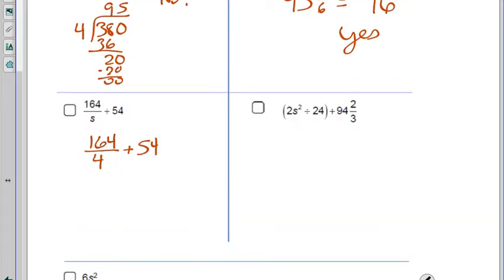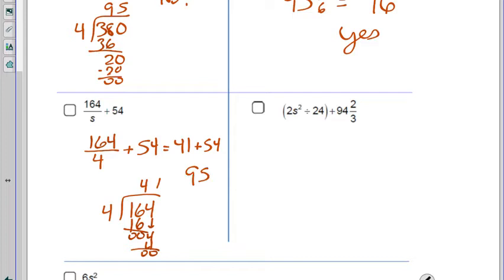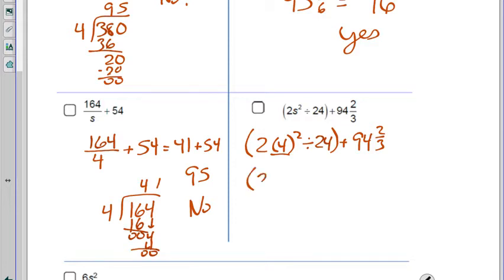Putting 4 in for S in the next one, I get 164 divided by 4 plus 54. Dividing that, I get 41. So this is 41 plus 54, which is also 95. So no, it's not 96. Okay, I look in my parentheses, and I have an exponent, and that's what I'm going to do first. So 4 to the second power is 16. Next, I'm going to multiply, because that came before the division.